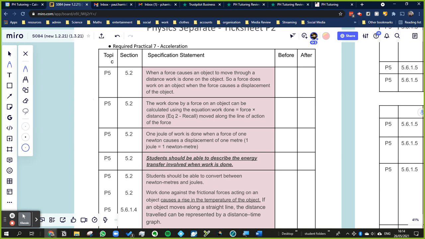When a force causes, and we've got some codes here, 5.2. I'm not sure what these codes are. Section, okay. I'm not sure if that is a section in a textbook. Okay. Probably, yeah, because the 5 will be P5, then 2, so it will be just section 2. Okay. When a force causes an object to move through a distance, so this one's talking about work.